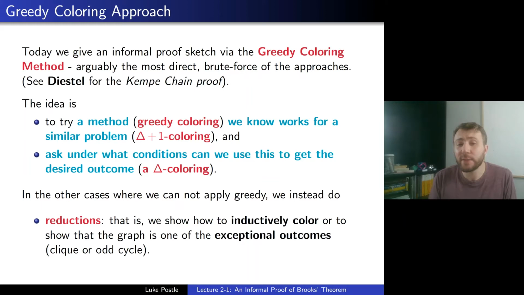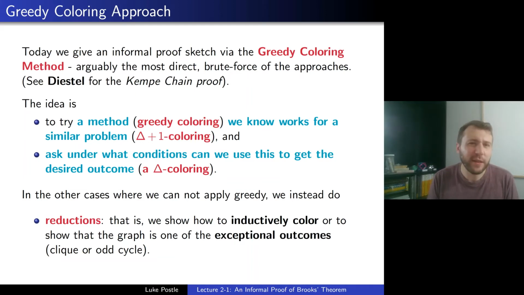In the other cases where we cannot apply greedy, we instead do the following. We use reductions. That is, we show how to inductively color, or we show that the graph is one of these exceptional outcomes, a clique or an odd cycle. This is a very general way to attack problems. Use methods that you know to handle various cases, and for the ones that don't, maybe look for reductions. Look for ways to reduce the problem, use minimality, use induction to handle those, and finish off certain special cases.